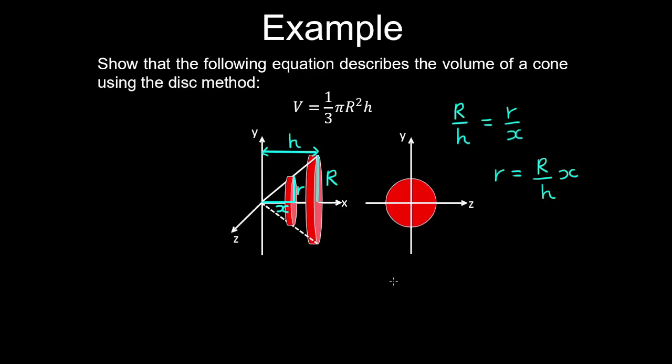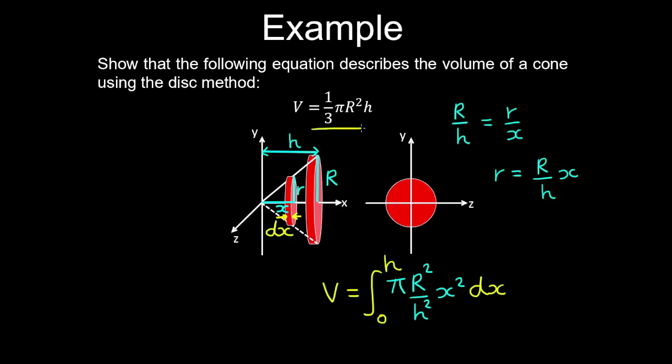So multiplying pi by the radius squared, so that'll be R squared on h squared multiplied by x squared, gives the area of this disk, which can be visualized in the YZ plane. And assigning a thickness dx to this disk gives the volume of the disk. And then we integrate from x equals 0 to x equals h. And this gives the volume of the cone, which you can show evaluates to this result.